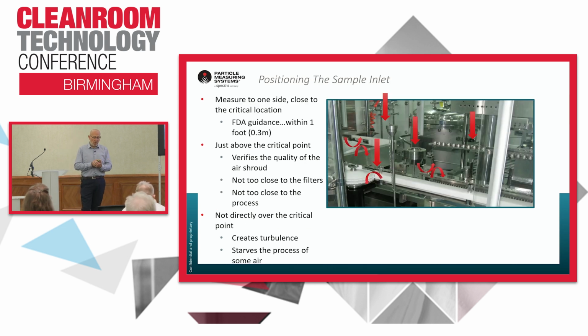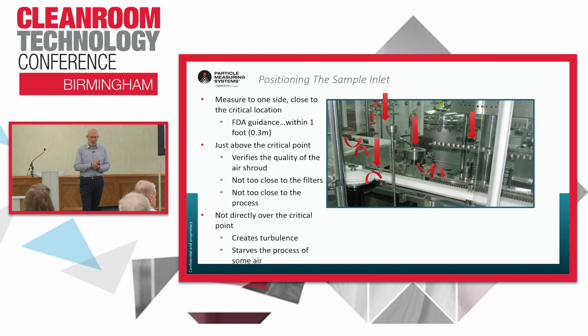So a few examples: to one side, often slightly above the critical location, and I think this is the FDA guidance that you mentioned as well, this 1 foot or 30 centimetres. Just above the critical point, you're seeing what the critical point is, but you're also minimising the chances of getting in the way of the operators or contaminating it, and contamination from the process, anything that might get spilled and go down into the particle counter. We have particle counters that have been filled with product on occasion, best avoided.